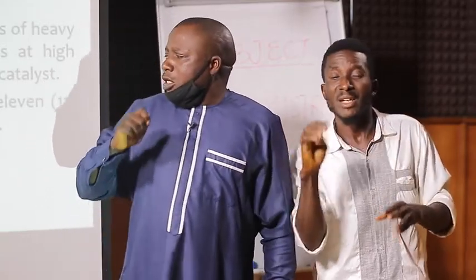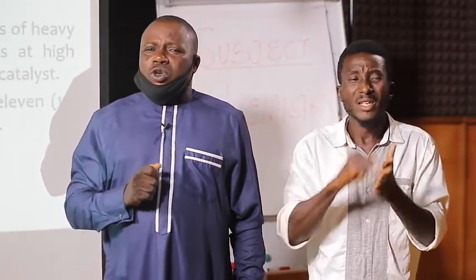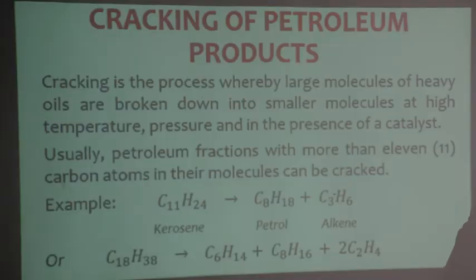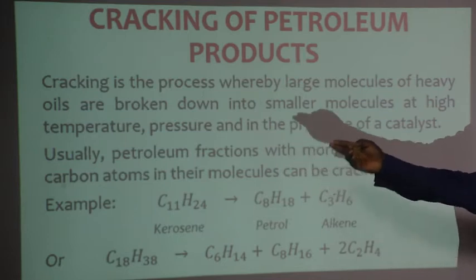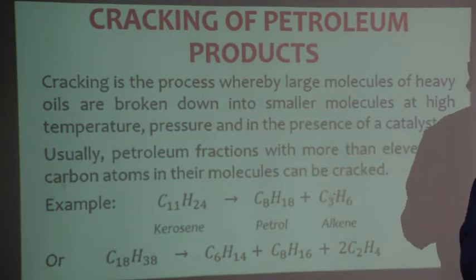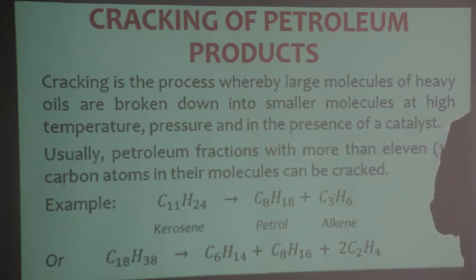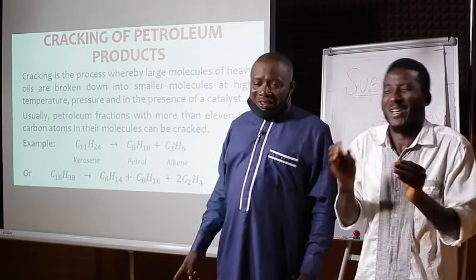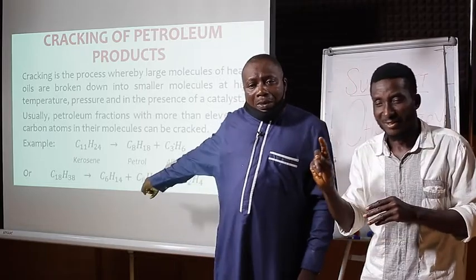Then, it is not every carbon range that we use. We use a carbon range of anything above 11 to crack. For instance, you can see the example. We can crack kerosene. We can put kerosene in an open container, add a catalyst like manganese dioxide, and then when we heat it, it is going to break and give us petrol and other smaller alkenes. Our major concern is the petrol.